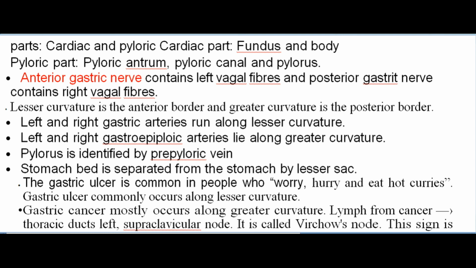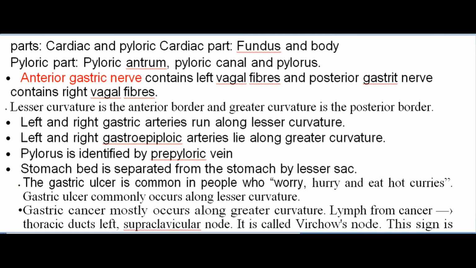Left and right gastric arteries run along the lesser curvature. Left and right gastroepiploic arteries lie along the greater curvature. Pylorus is identified by the prepyloric vein. Stomach bed is separated from the stomach by the lesser sac.